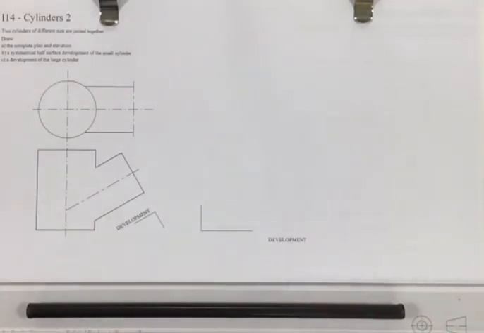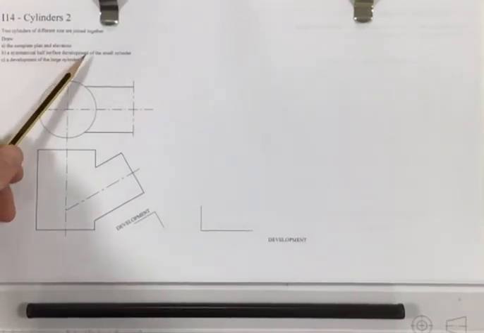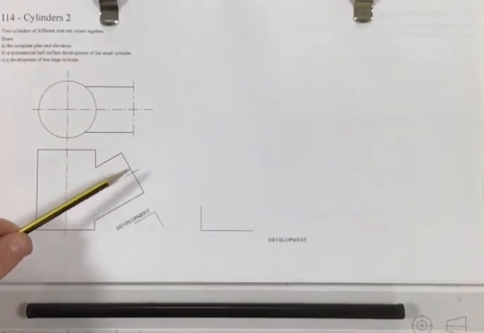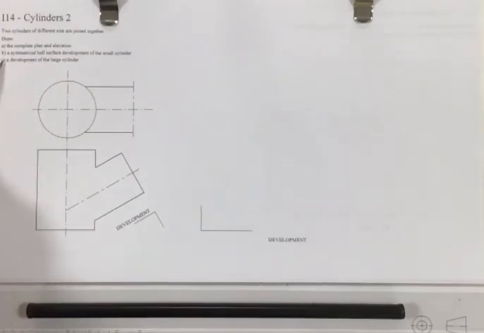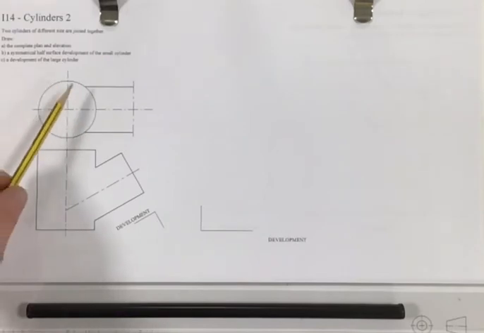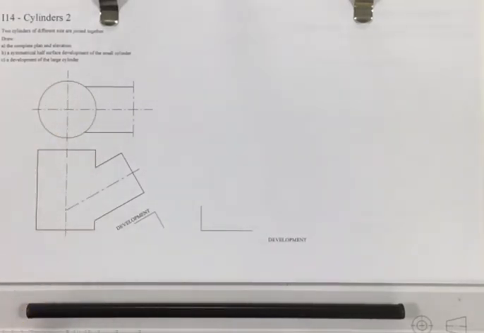Okay, so the objective of the exercise is to firstly draw the completed plan and elevation, then to draw an asymmetric half of surface development of the small cylinder, that's this part here, and then finally to draw a development of the large cylinder, which is this part here. Okay, so let's get to it.